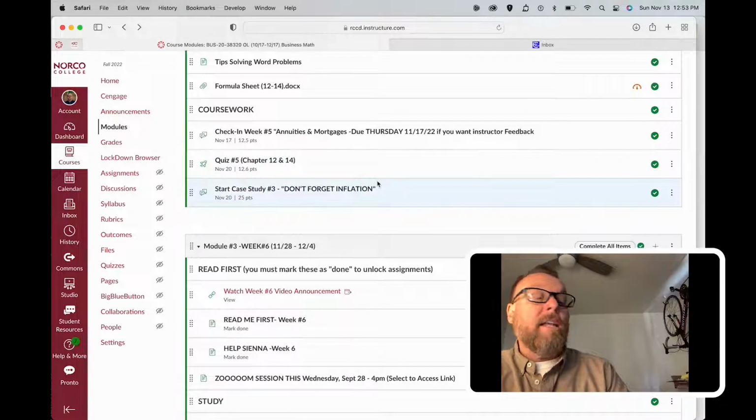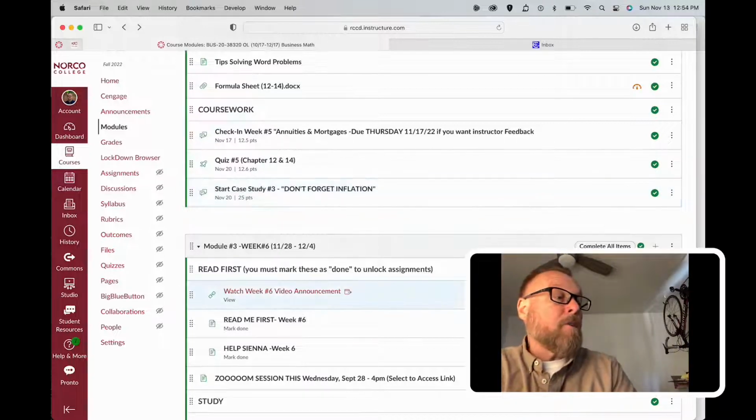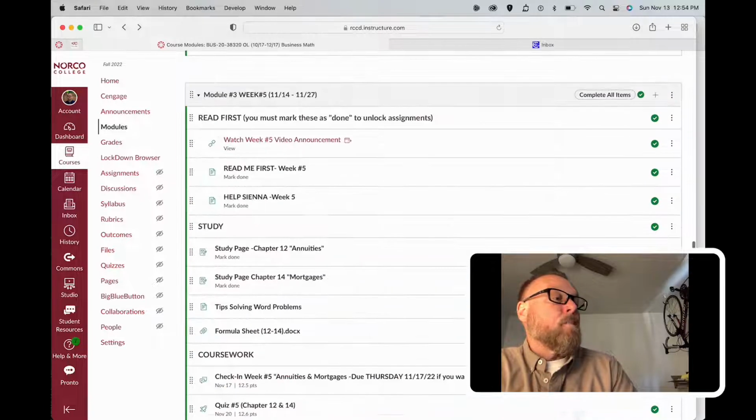and then you start your next case study that's called Don't Forget Inflation. And this is where you're going to be calculating an annuity as well as doing compound interest on inflation. And so don't overthink it. It's really a very simple problem. So do your best shot at it. If you have any trouble, please let me know, and I'll give you some help pointers. But that's it for this week coming up.